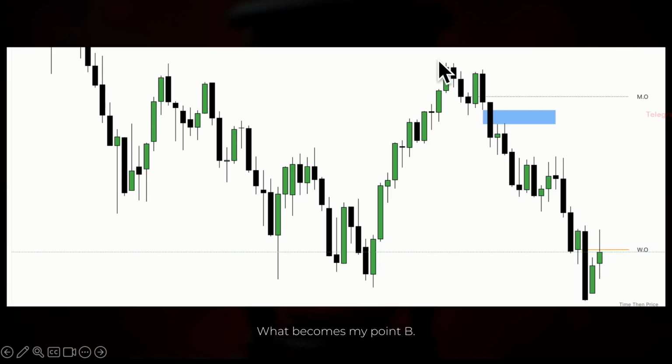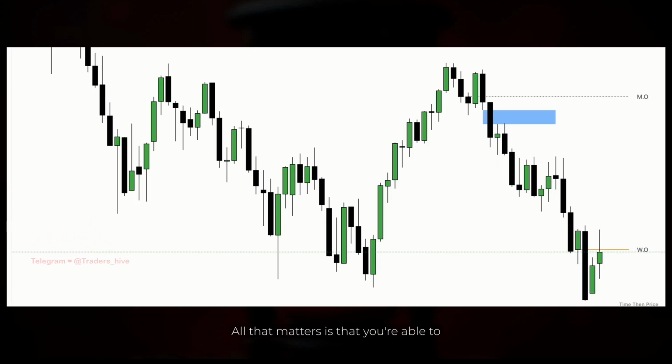What becomes my point B? Well, I have 2 points B, so I have 2 potential targets. First of all, this imbalance right here. But secondly, also the sell-side liquidity engineered below these relative weak lows. And next to that, we could even go as far, and this is looking at it from a micro scale, we could be looking at this delivery right here, and we could argue, okay, well, the CB right here, so the low of that CB is point A, and point B is the previous day low, this sell-side liquidity pool right here. That would also be valid.